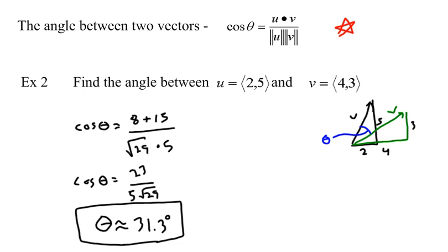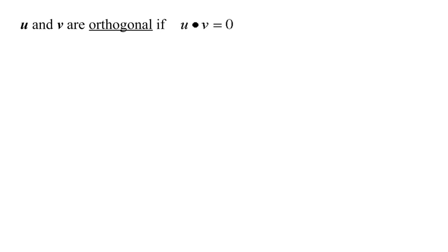Okay, a little bit more about this angle between the two vectors. What if we find the dot product of two vectors and we get 0? If we get 0 on top, what does that mean? Well, we say that those vectors are orthogonal if that dot product equals 0. Now, orthogonal, what on earth does that mean? Well, orthogonal means, in general, perpendicular.